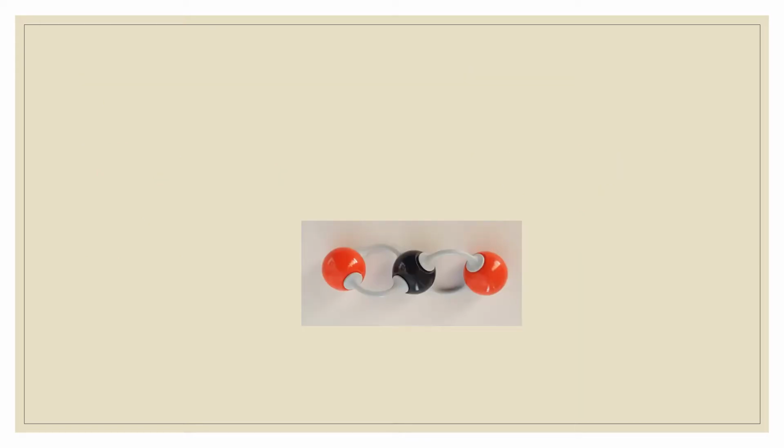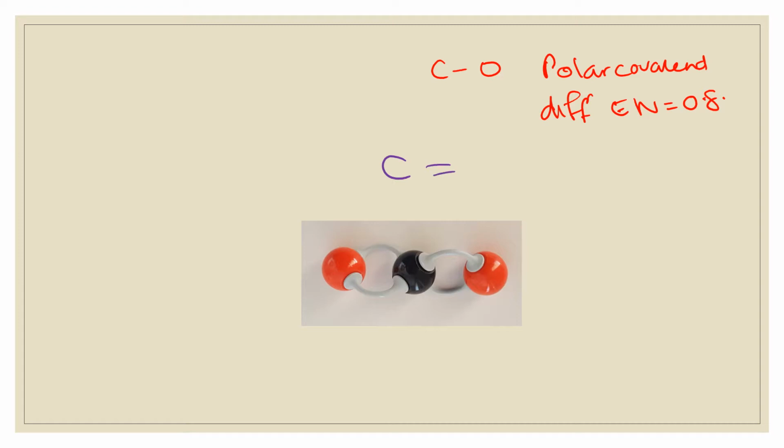This one here is an example of carbon dioxide. Carbon has an electronegativity of 2.6 and oxygen has an electronegativity of 3.4. So the carbon-oxygen bond is polar covalent with a difference in electronegativity of 0.8. Now, what we have here is carbon bonded to oxygen, which is bonded to oxygen.